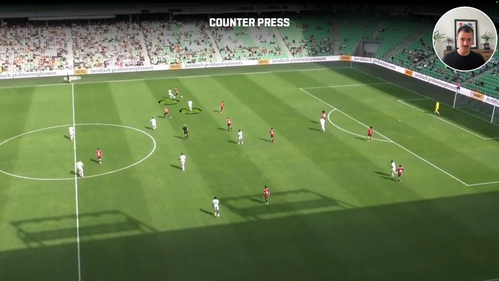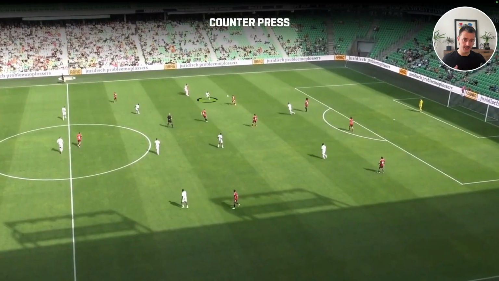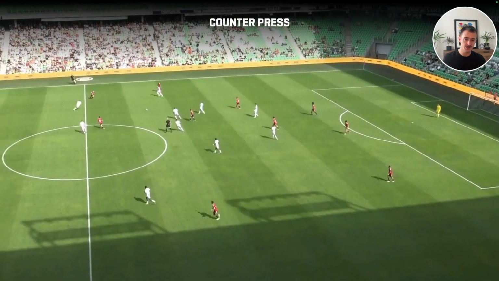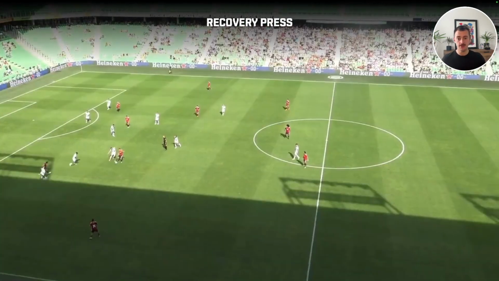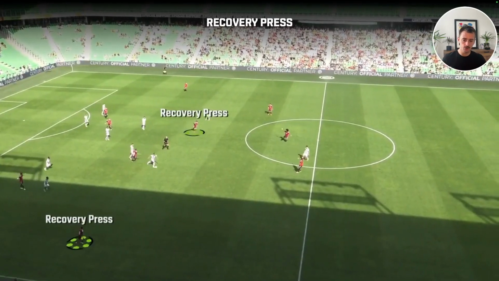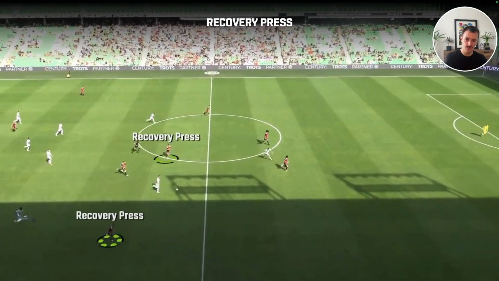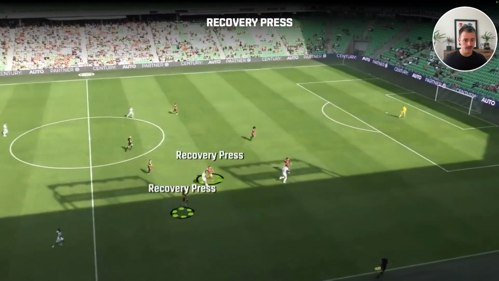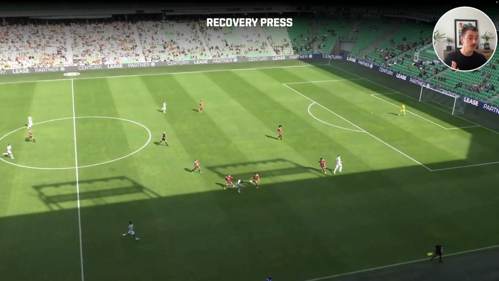We have a counter press engagement, which is when players lose the ball and then within a certain time frame go and apply pressure to the ball carrier. And we also have a recovery press, which is when players run towards their own goal to press the ball carrier. Alongside those four, we also have a fifth bucket, which we're calling other, which contains other metrics, including jockeys.